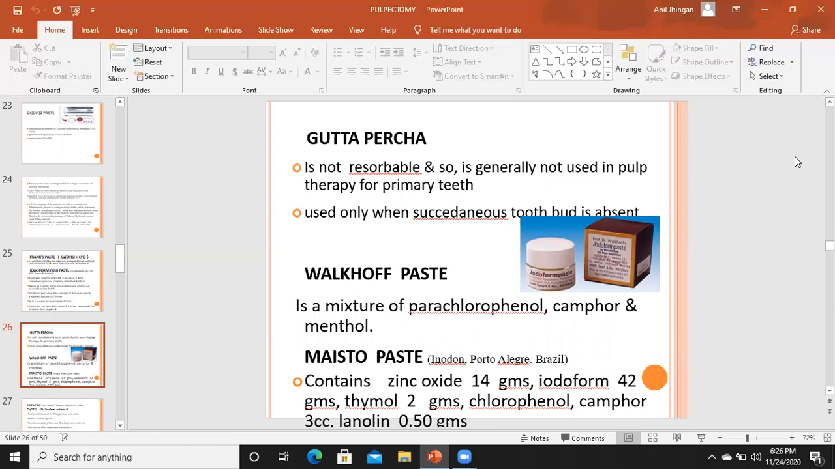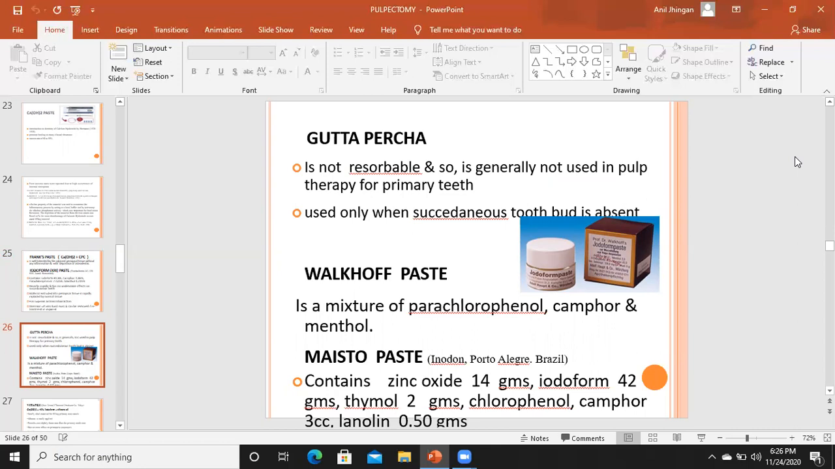Going on to gutta-percha. Now, gutta-percha is not usually used for pulpectomy procedures since it is non-resorbable. It is only used in those cases when the roots of the primary teeth are completely present and there is absence of the succedaneous tooth bud.